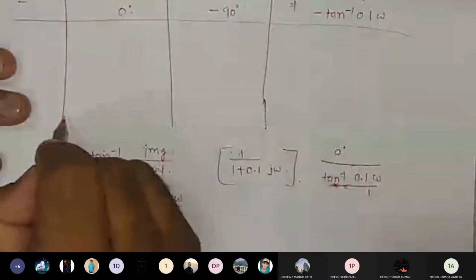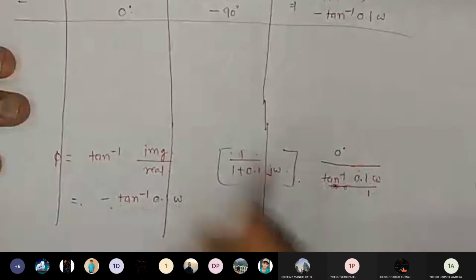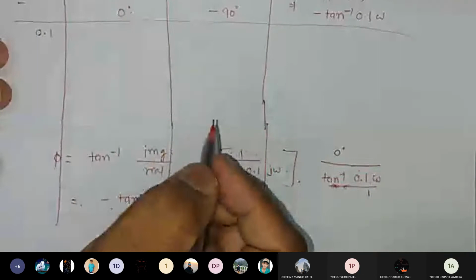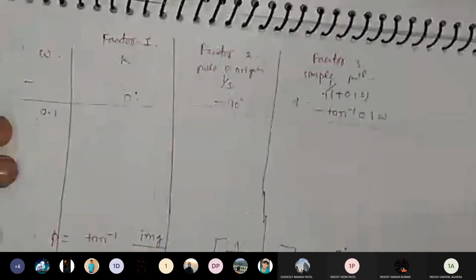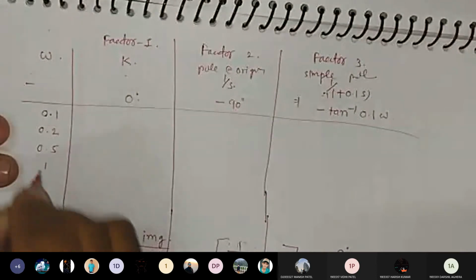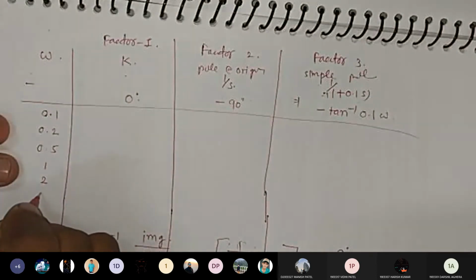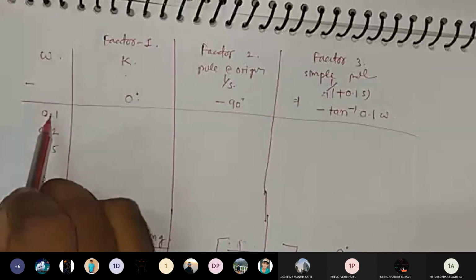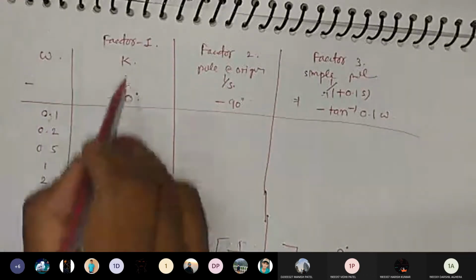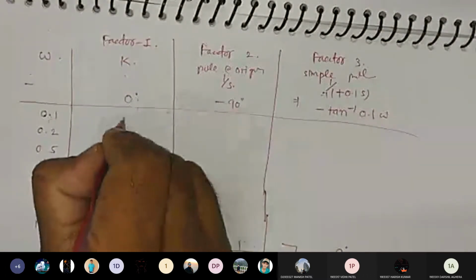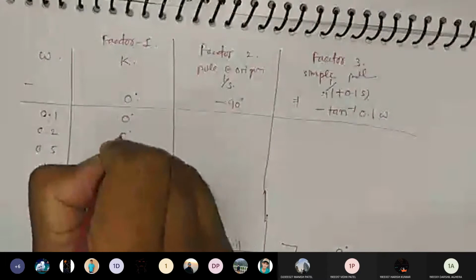Now I will make this table. I am varying the frequency: 0.1, then 0.2, 0.5, 1, 2, 10, 50, 100. If the frequency omega is equal to 0.1, what is the contribution made by K for phase angle? It will always be 0 degree. So write 0 degree everywhere here.